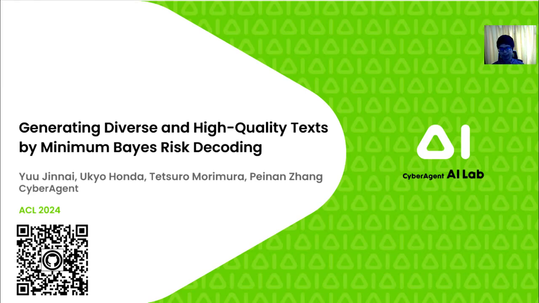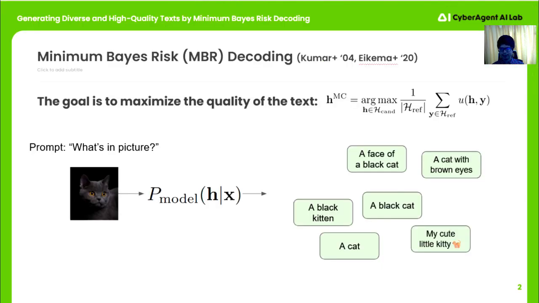I'm going to talk about generating diverse and high-quality text by minimum Bayes risk decoding. So, first of all, let me introduce what minimum Bayes risk decoding, or MBR, is. MBR is to maximize the quality of the text, which is described in this equation. Don't worry, I'm going to explain the intuition.